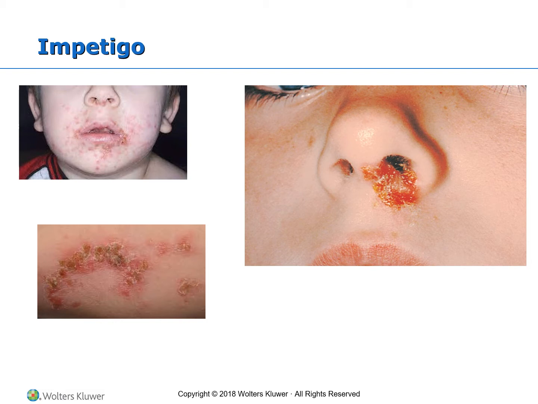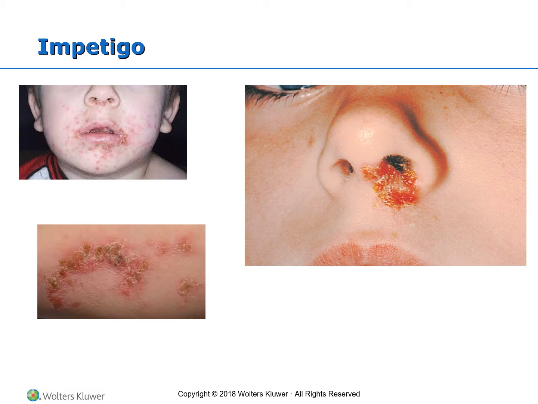The bulla will form and then rupture, leading to red raw areas that ooze. It is contagious, and it's the exudate of the lesions that is contagious. Once the area is open, it will form exudate, and then the exudate will eventually dry and make a crust. Because it is highly contagious, it can be spread by touch, so the patients need to be really careful. They shouldn't pick at their crusts or pick at the areas that are infected.